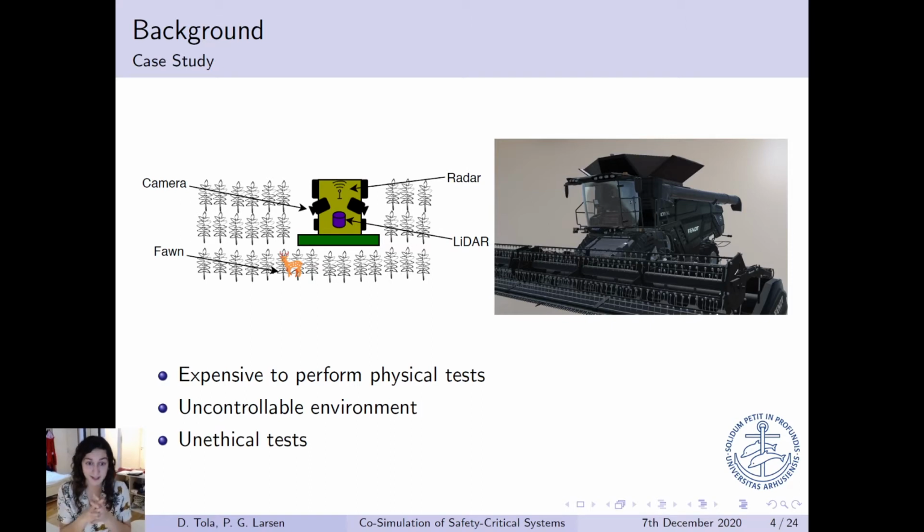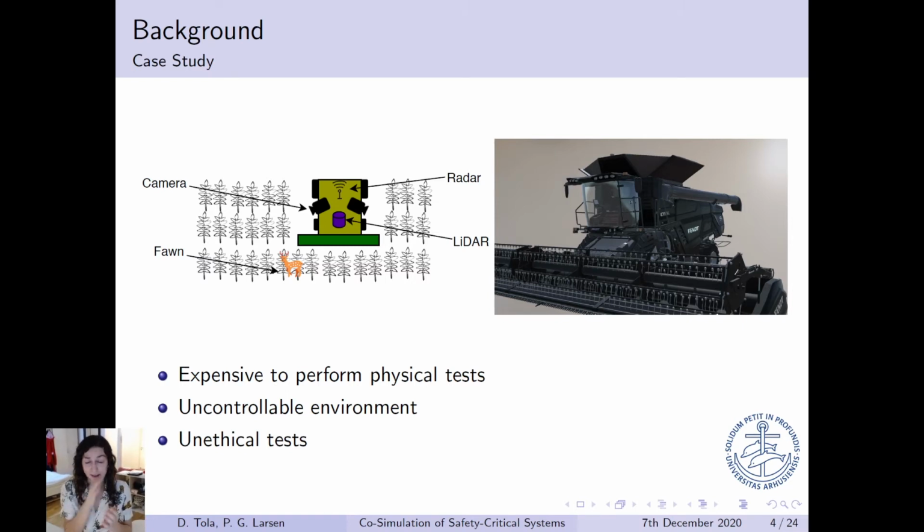Another problem is that the environment around a combined harvester is uncontrollable. For example, maybe you want to test the system in very windy conditions, or in heavy rain, and so on. This is really difficult because you would have to wait for the specific conditions to all be satisfied, or the specific constraints to all be satisfied, before you can actually go and physically test your system.